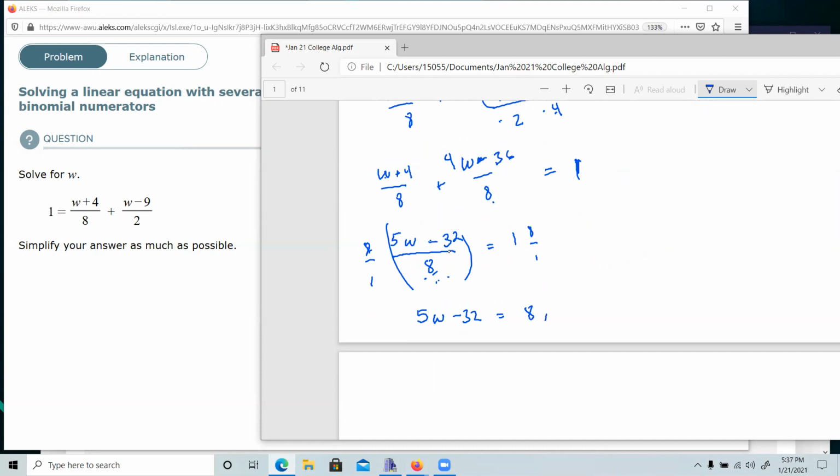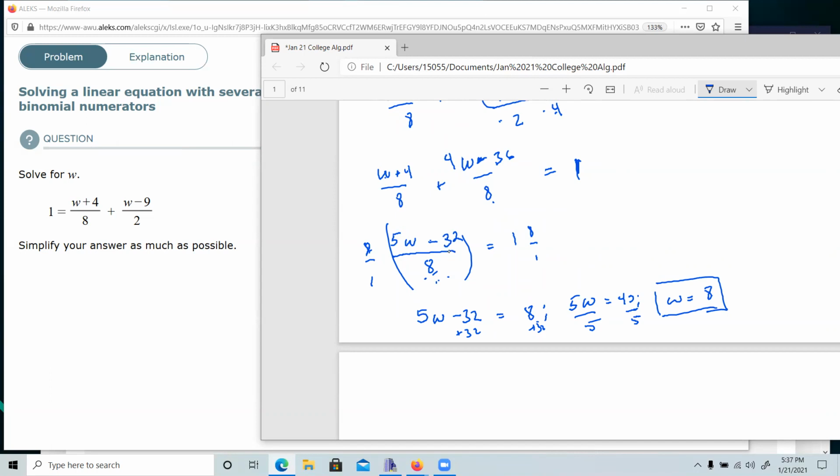Now we can go through, there's a lot of 8s in this. So we have 5w. We're going to add 32 to both sides, 32 plus 32. And that's going to be 40. And then finally, divide both sides by 5, divide both sides by 5. And we end up with w is equal to 8. All right.